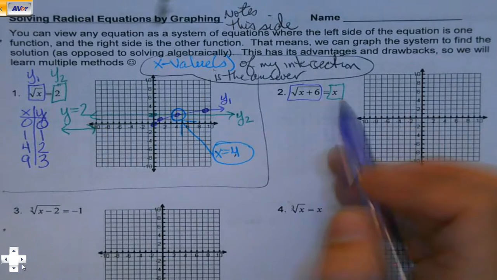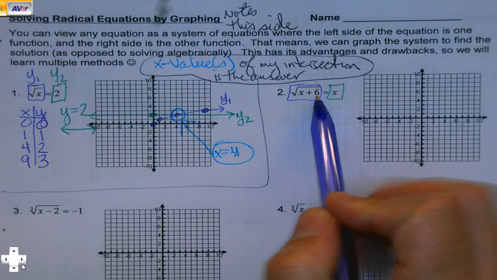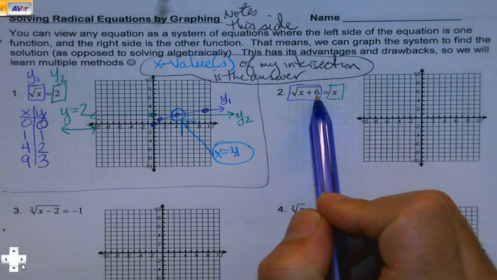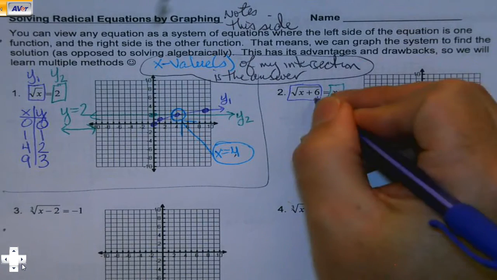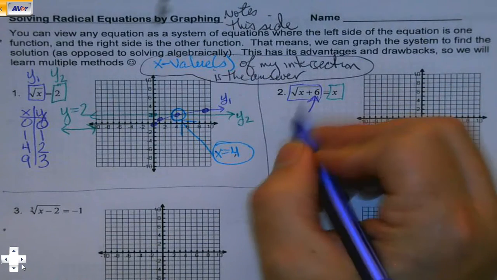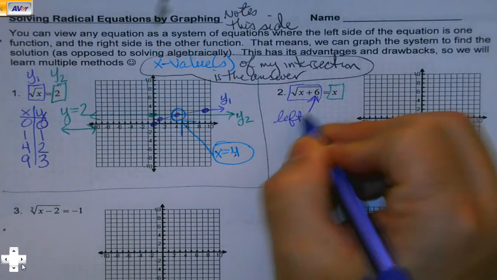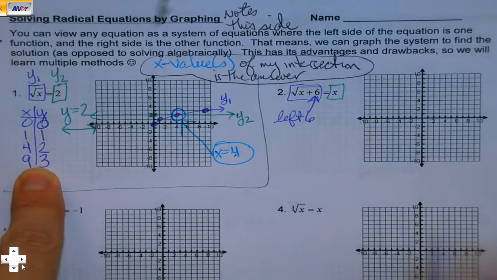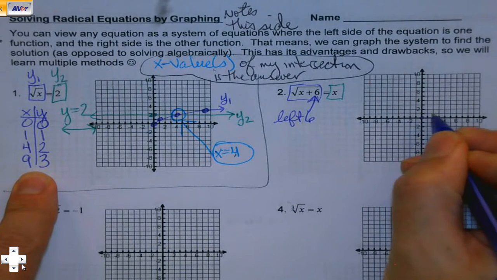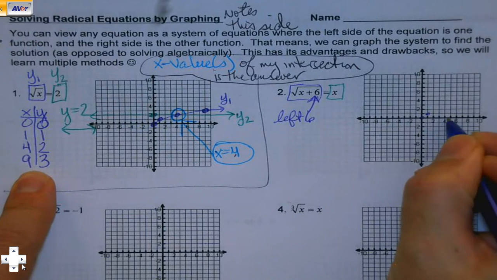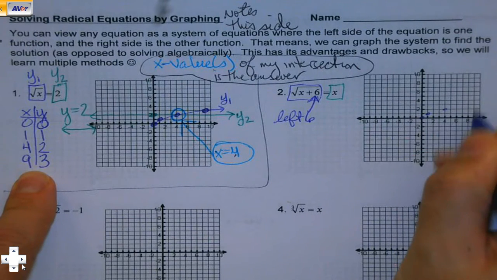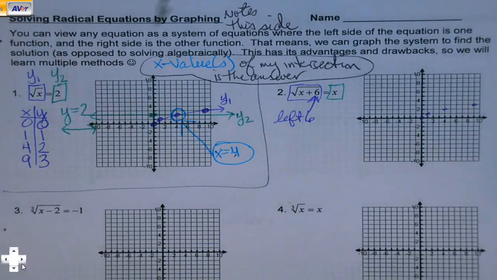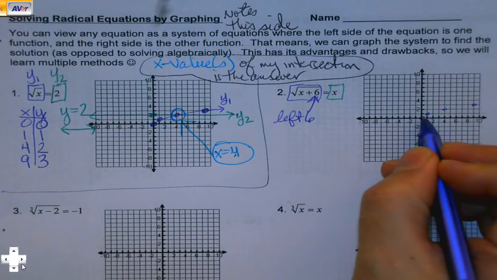Now this time, though, I've got a shift. What's my shift on this one? What direction are we going? 6 left. So like we did before, there are my parent points. I'm going to make them really tiny here. So 0, 0, 1, 1, 4, 2, 9, 3. Because I just want to be able to see them enough that now I can go and move them all left 6.